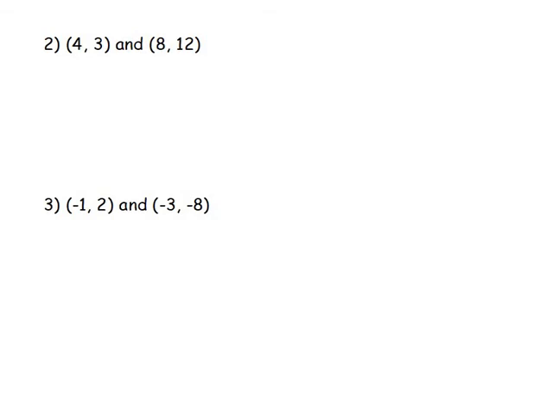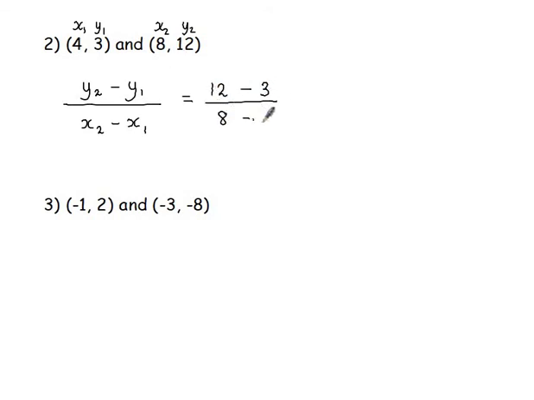Example 2. So we have (4, 3) and (8, 12). If we first label our coordinates, so this is our first one, and remember it's always x, y, so we're going to go x1, y1. And for our (8, 12), our second coordinate, x2, y2. Remember your formula, so it's always the difference in the y's, so y2 take away y1, all over the difference in the x's, so x2 take away x1. Substitute in, so we've got y2 is 12, take away y1, which is 3, all over your x2 is 8, take away your x1 is 4. If we work out the top and bottom separately, 12 take away 3 is 9, 8 take away 4 is 4. So we have 9 over 4.